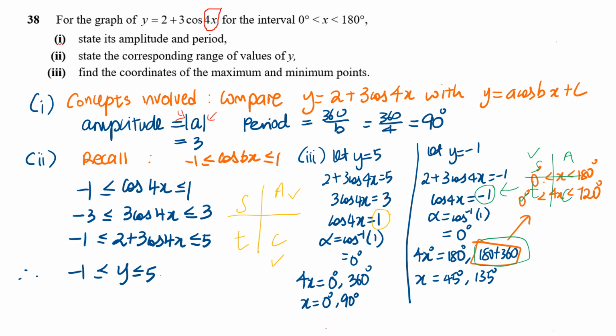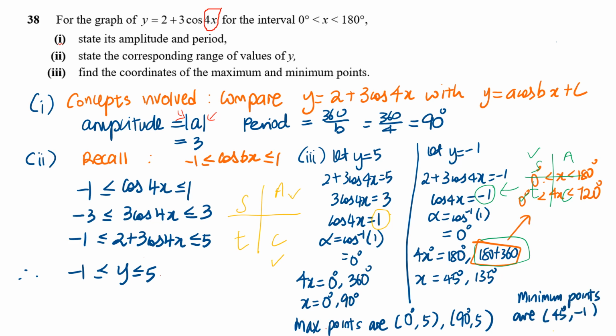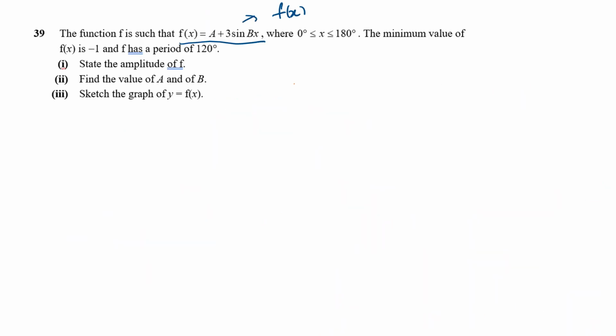Okay, so what are the minimum, what are the maximum points? So basically from there you can just tell already. Maximum point will just be 0 degrees 5, 90 degrees 5, and minimum point will be just 45 degrees negative 1 and 135 degrees negative 1. Yes, that's it. Alright, let's look at another question on curve sketching.